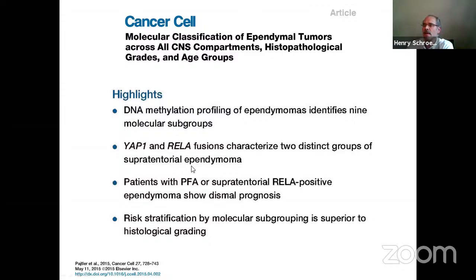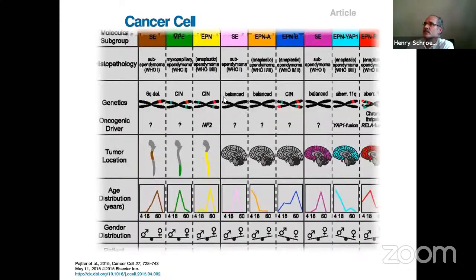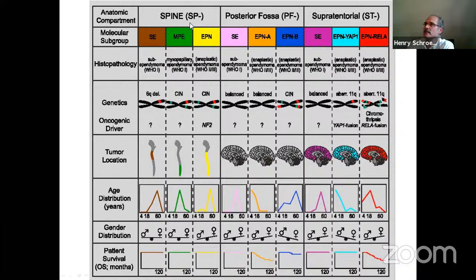This is a paper from Heidelberg and Toronto. They looked at the DNA methylation of ependymomas, and they identified 9 molecular subgroups. They found that the risk stratification for these tumors is superior to the histological grading. That's very interesting. You see there are spinal location, posterior fossa, and supratentorial ependymomas, and then they found in each of these locations 3 different groups.